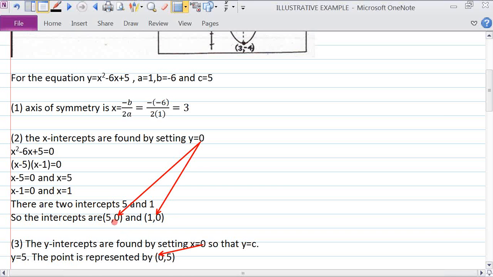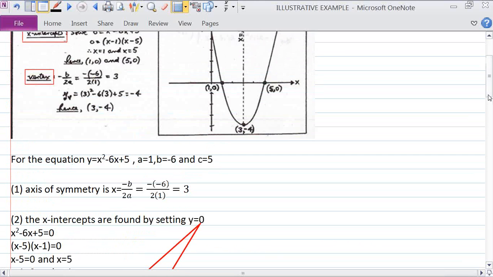Because y is 0, the two points are 5, 0, and 1, 0. And you can see them right here, 1, 0, and 5, 0. So these are my two x-intercepts right here. Not every graph will have two intercepts. Some graphs will have one intercept, and some graphs will have no intercept. So we're going to see different cases as we go along.